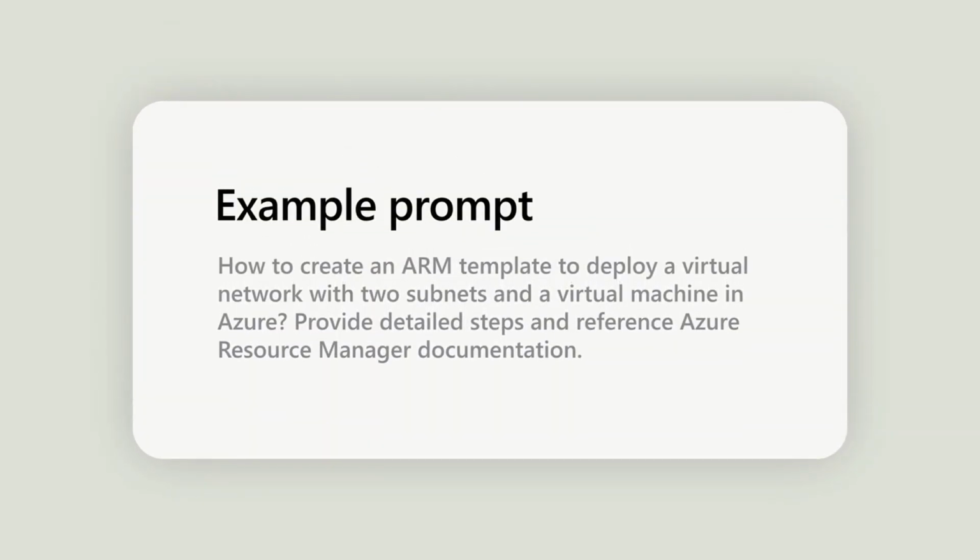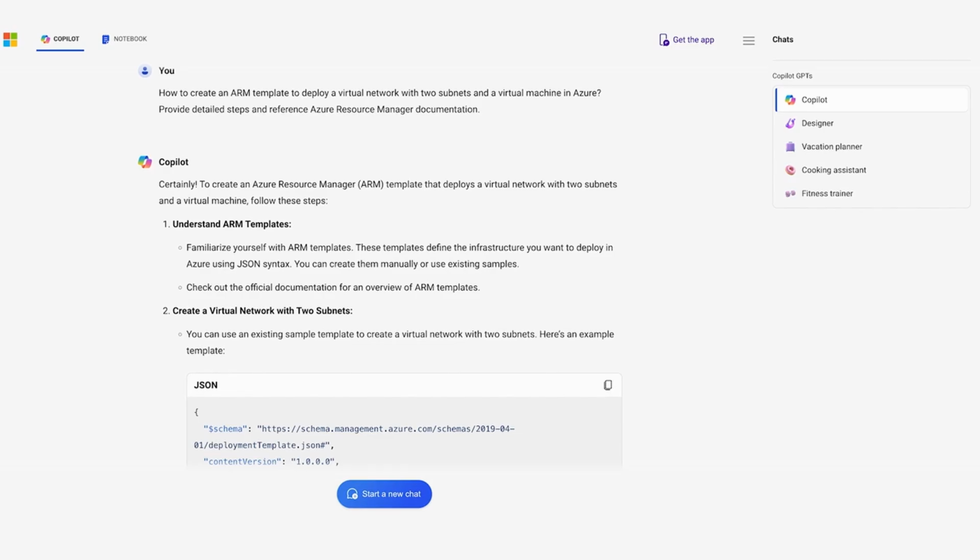You can now construct the following example prompt. How to create an ARM template to deploy a virtual network with 2 subnets and a virtual machine in Azure. Provide detailed steps and reference Azure Resource Manager documentation. Copilot has provided detailed steps to complete your task.